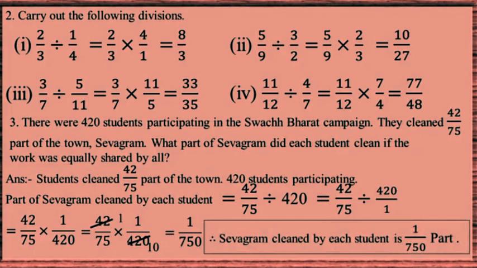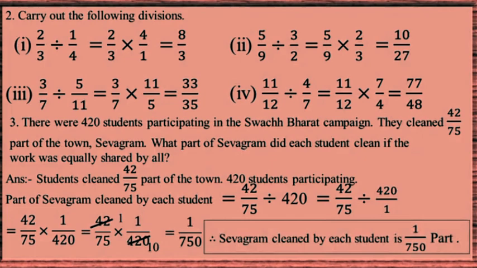Let us see the next question. There were 420 students participating in the Swachh Bharat campaign. They cleaned 42 upon 75 part of the town Sevagram. What part of Sevagram did each student clean if the work was equally shared by all? So let us say students cleaned 42 upon 75 part of the town and 420 students participated. Means the quantity has to be divided by the students. Here the process is 42 upon 75 divided by 420.